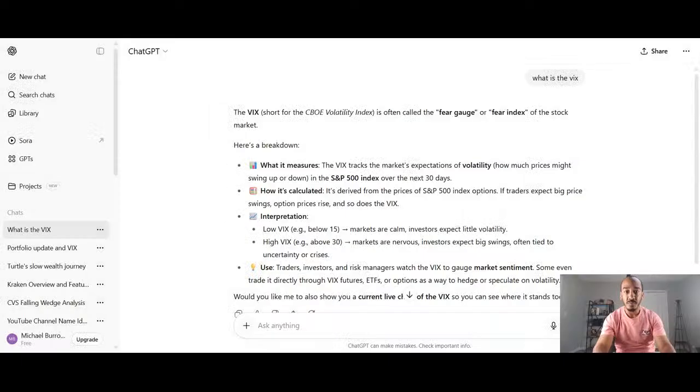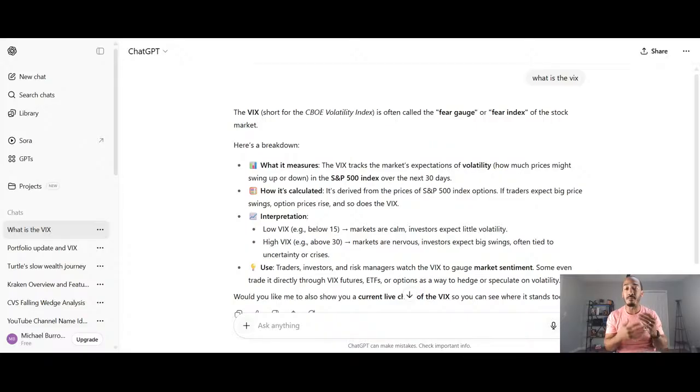Just like the title of the video said, we're gonna talk about the VIX and how to use the VIX to buy stocks, right? And the VIX is a volatility index. So let me pull it up on ChatGPT so y'all can see what I'm talking about. So the VIX is a volatility index. It's a fear gauge, and it basically moves in the opposite direction of the stock market.